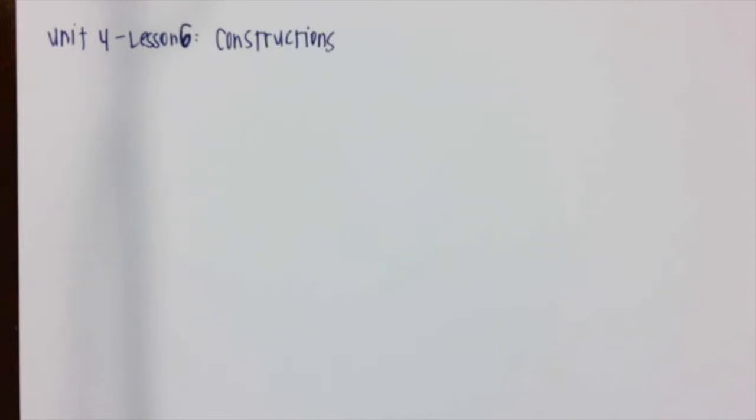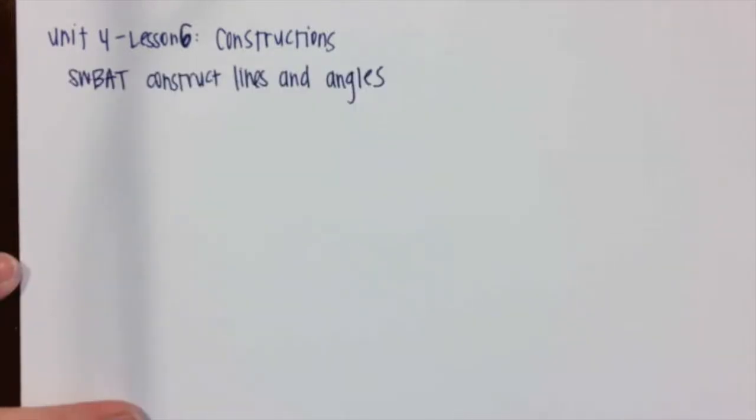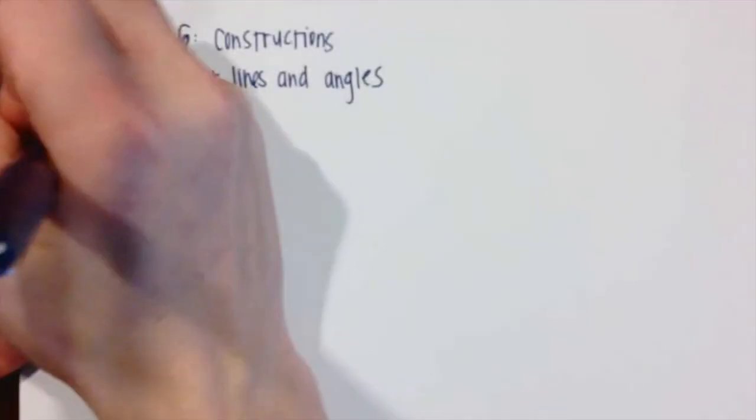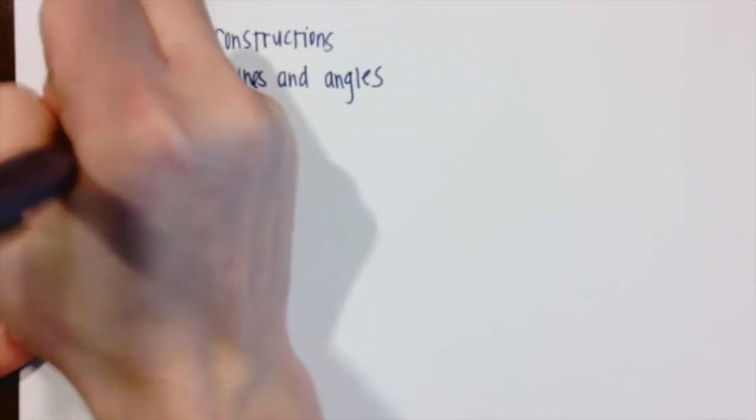This is Unit 4, Lesson 6, Constructions, and our objective for this lesson is students will be able to construct lines and angles. So in order to do this, we are going to be using two different tools.